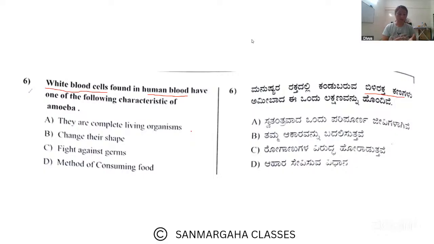We know that amoeba is a single celled organism, right? So in a single cell, all the things happen inside the same cell. Okay, digestion, excretion, fighting, everything happens in the same cell. So even for white blood cells, if we have to compare, does it fight against germs, or is it the method of consuming food? Just as amoeba consumes and engulfs, likewise white blood cells also engulf. What is the main characteristic that is shared with amoeba?